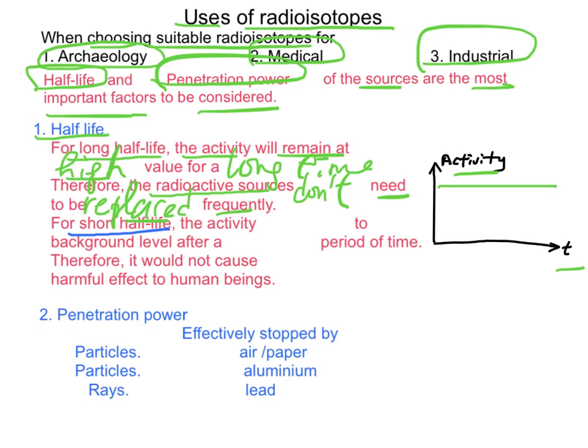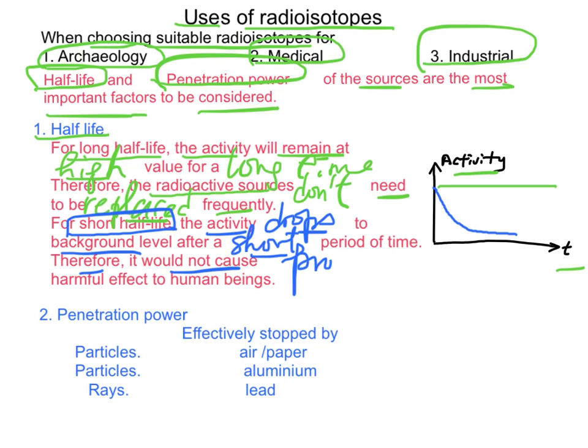If the half-life is short, the activity of the source will drop to background level after a short period of time. To show it in the graph, the activity will drop fast. Since the activity drops to background level after a short time, it would not cause prolonged harmful effects to human beings.